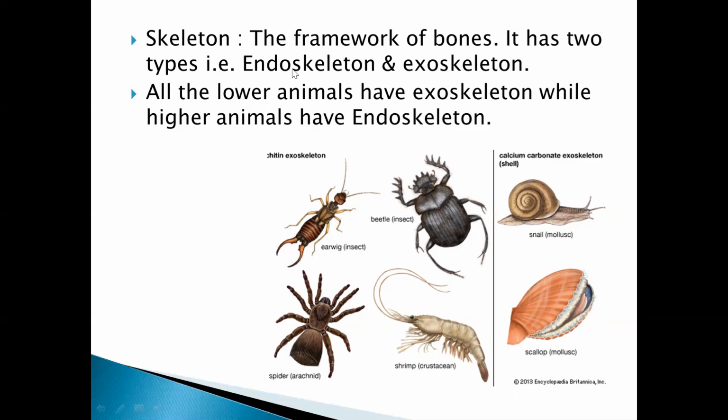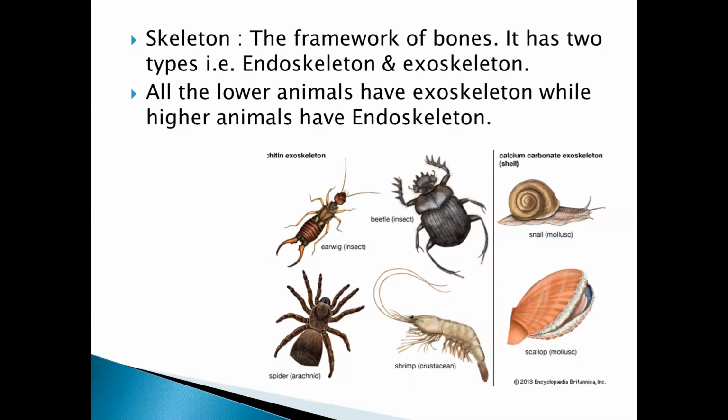So what do you think? Do humans have endoskeleton or exoskeleton? I hope you will answer that we humans have endoskeleton because our bones are located inside of our body. Now you need to know about exoskeleton. All the lower animals, let's say ant, worm, caterpillar, spider, shrimp, insects, and snail, have the exoskeleton. Sorry, I said endoskeleton, they have the exoskeleton.